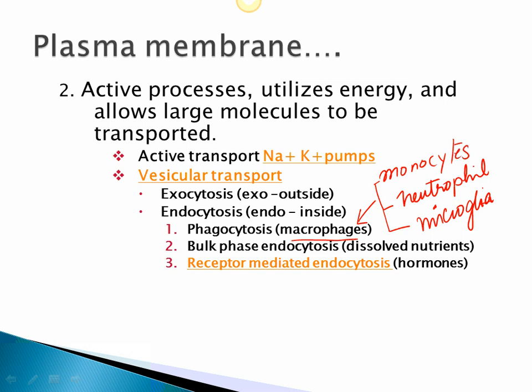The next type of endocytosis is called bulk phase endocytosis, where dissolved nutrients are taken inside the cell. And again, I'll show you a video of that. So it's not one solid particle, but these nutrients are dissolved and they need to reach the cell. So the cell kind of forms an indentation and it drinks up these nutrients. It's often also known as pinocytosis or cell drinking.